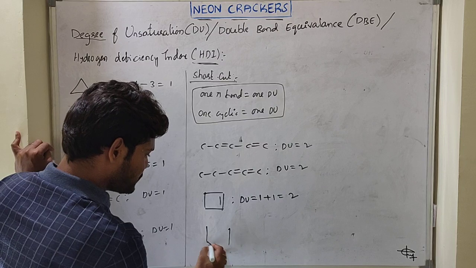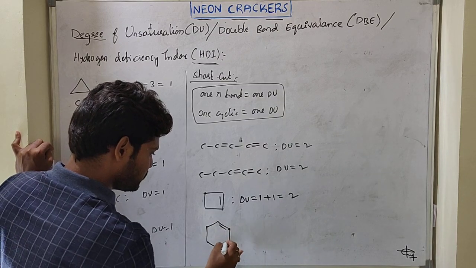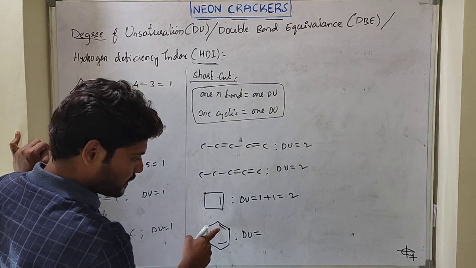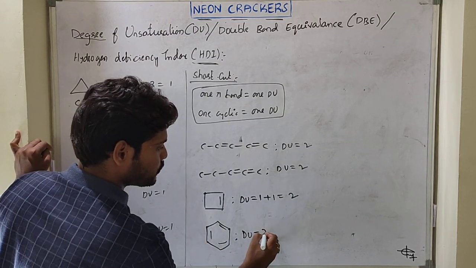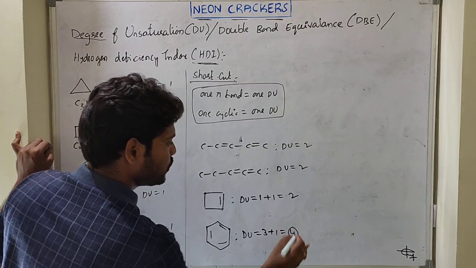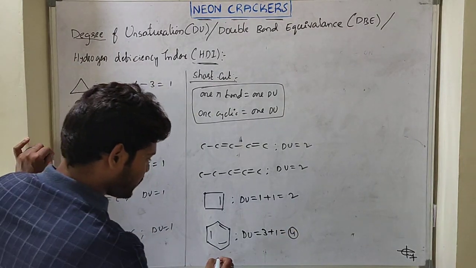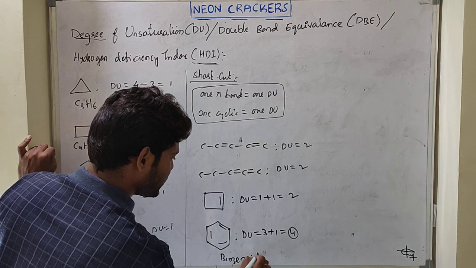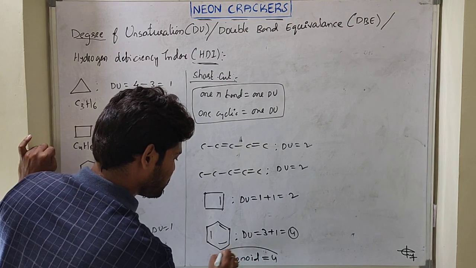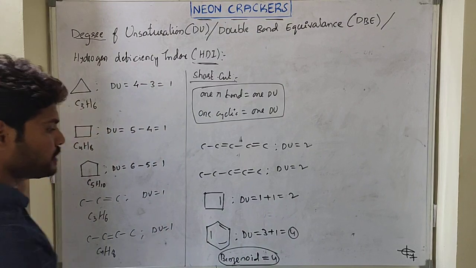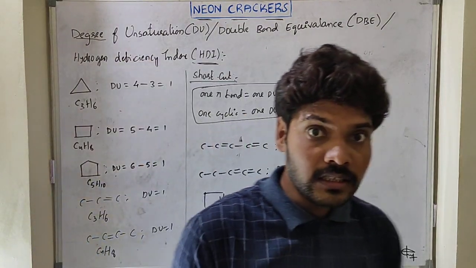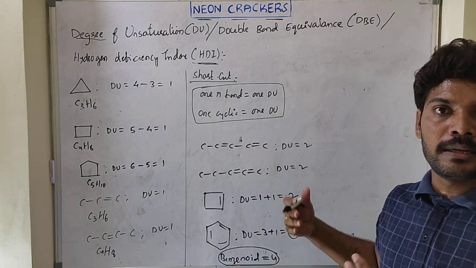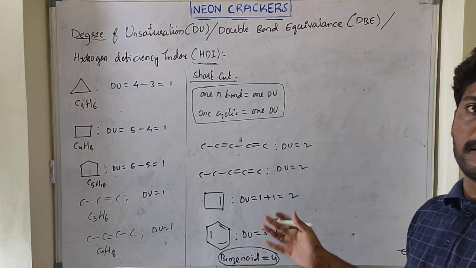Now if we take benzene, what is the DU? How many pi bonds? 1, 2, 3 pi bonds and plus one cyclic. So 3 plus 1 cyclic. What is the DU? 4. So for a benzenoid compound, the DU value is 4. Shortcut: the benzene ring is 4. Then apart from the benzene ring, if any pi bonds or any cyclic compounds are there, add them to the DU simply.